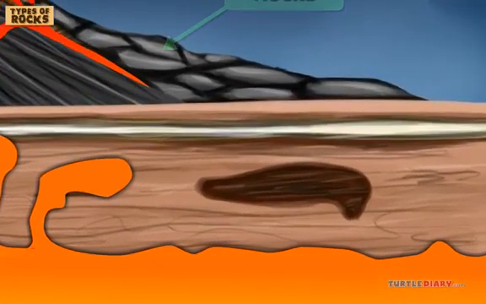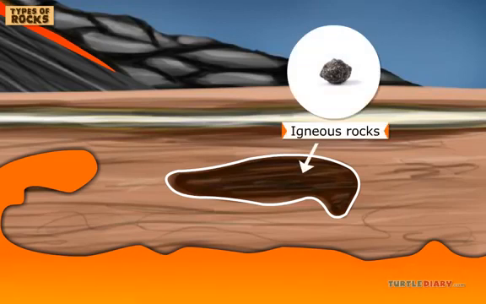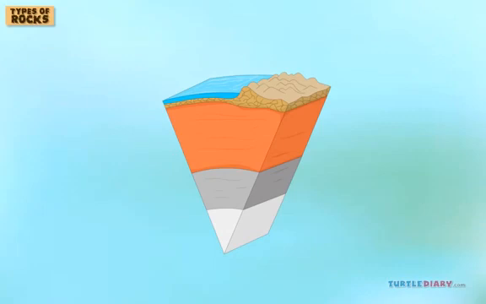Magma can also cool under the surface. It makes rocks under the ground. The rocks that are formed from magma are called igneous rocks. The Earth's crust is made mostly of igneous rocks. There are over 700 kinds.